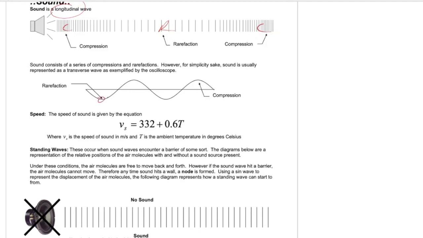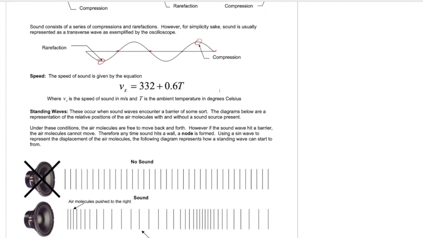So the trough represents the rarefaction. The crest represents the compression. Of course, these are the equilibrium points where the medium itself is not compressed or experiencing rarefaction. Now, let's talk about the speed of sound. Specifically here, we're talking about the speed of sound in air.